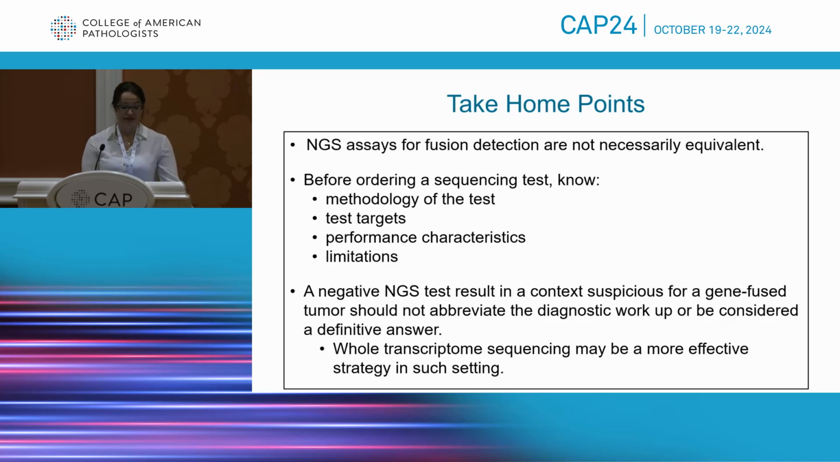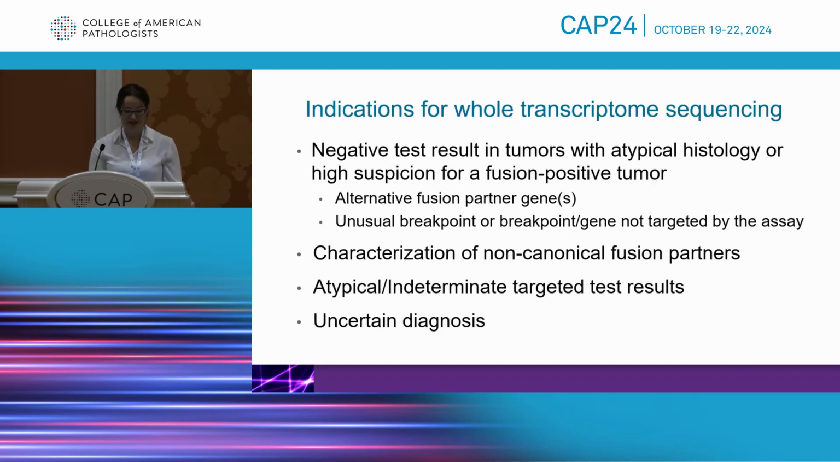NGS tests for fusion detection are not necessarily equivalent, and understanding the characteristics, capabilities, and limitations of different methodologies is really important. And if you get a negative test result in a context that's suspicious for a gene-fused tumor, you should not stop your workup, and you should potentially consider something more comprehensive like whole transcriptome sequencing.